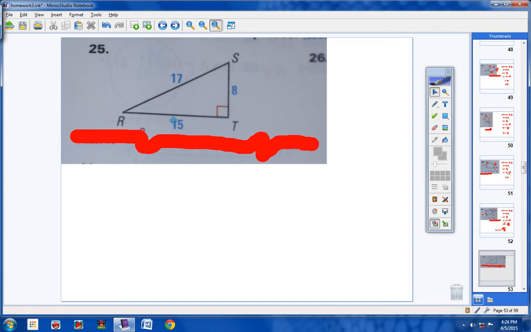Find tangent of R and S. So don't forget these formulas right here. You'll need these for the test, okay? So, SOHCAHTOA.